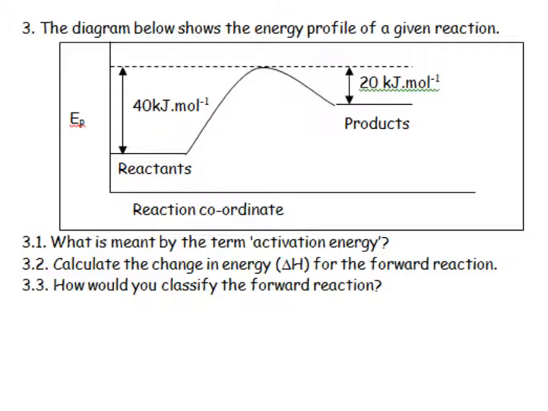Calculate the change in energy for the forward reaction. So the reactants between here and here is 40, between here and here is 20. Therefore, this space here must be 20. So delta H is 20 kilojoules per mole. How would you classify the forward reaction? The reactants have got less energy than the products, so it must be an endothermic reaction.